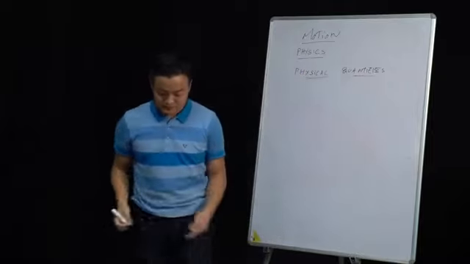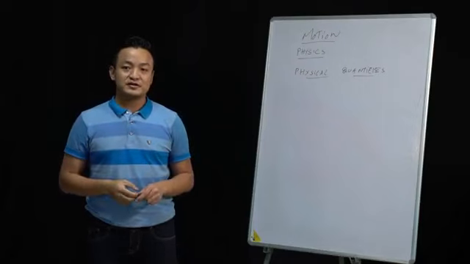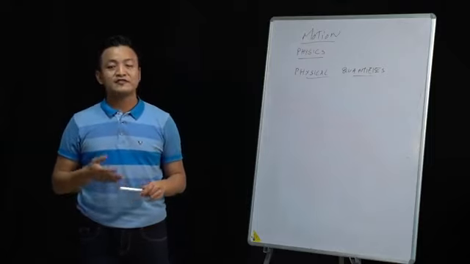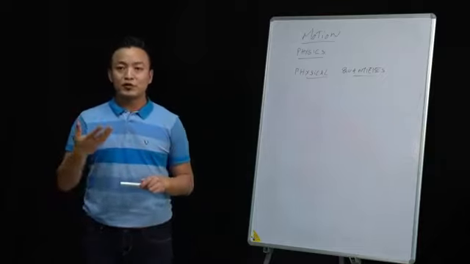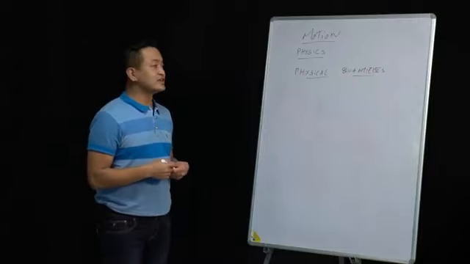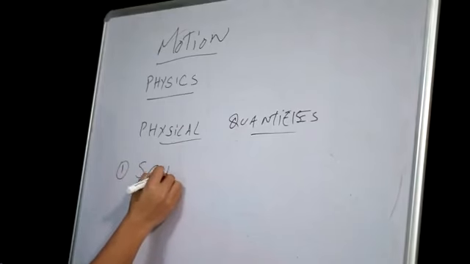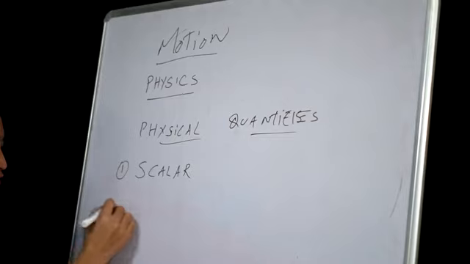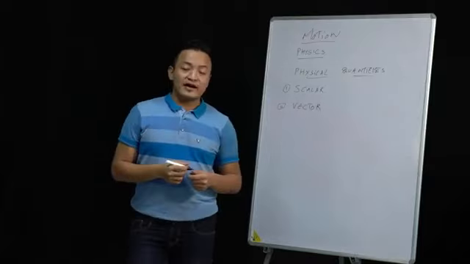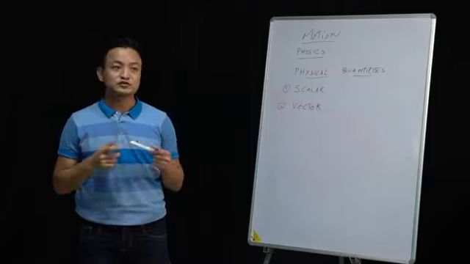Physical quantities. Okay, so a physical quantity is anything which we can measure, like distance, like length, like time. Everything that we can measure comes under physical quantities. So there are 2 different types of physical quantities, which is very important. The first is scalar quantity. The second is vector. Scalar and vector quantities are very important, and you must know them in order to learn physics.